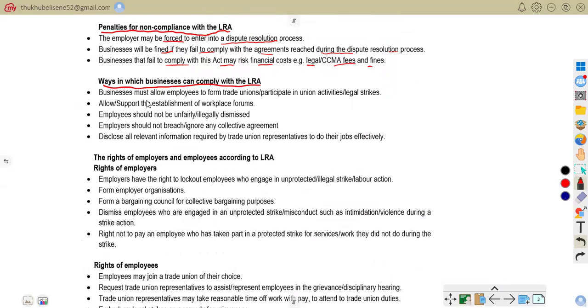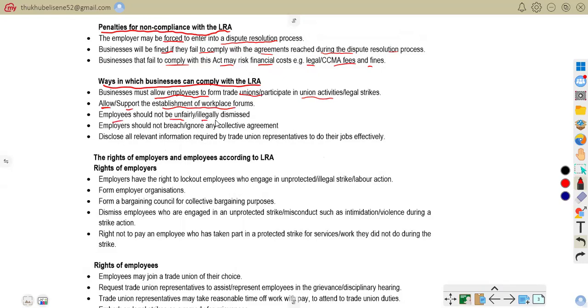So it says business must allow employees to form trade unions and participate in union activities as well as legal strikes. So you allow employees to form or join unions. So workers can join, for example, NUMSA without the punishment. Don't punish them for joining a trade union as an employee. Allow or support the establishment of workplace forums. So meaning to say, for example, management allows workers to create a forum.